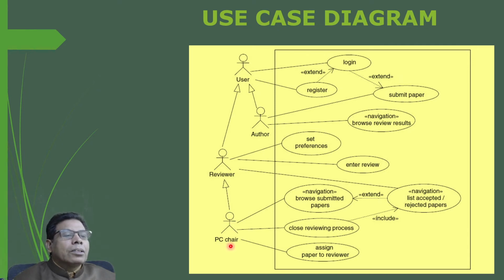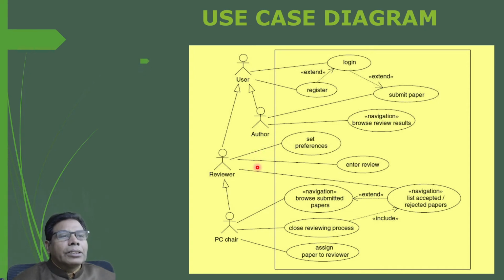So first of all, he will assign papers to the reviewers. Then he can also use navigation for browsing the submitted papers, and he can also view the list of accepted or rejected papers with the help of navigation. Then once this is done, he can close the reviewing process, so that at the time of the conference, whatever papers are selected will be given the preference. So in this way, we can make use of this use case diagram for the reviewing system.